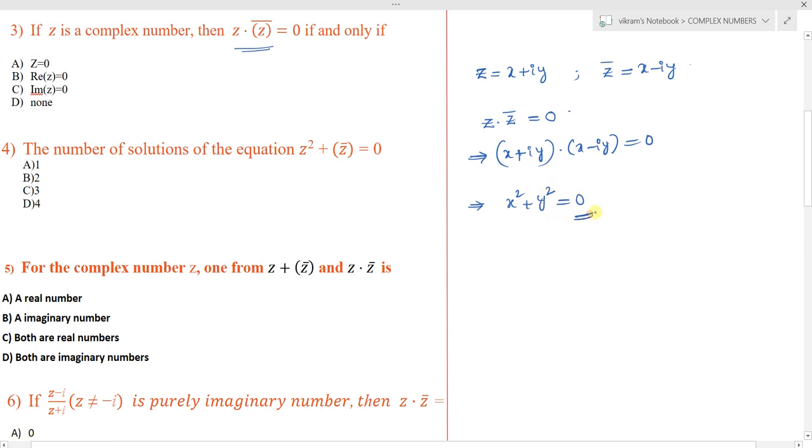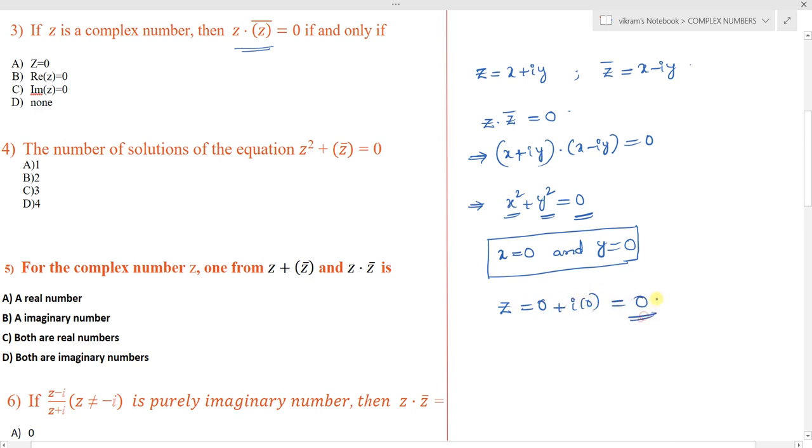When will this happen? The addition of two squares, x square and y square, is 0. The only possible condition is x equals 0 and y equals 0. In this case only we get x square plus y square equals 0. So if x and y are 0, the complex number becomes 0 plus i times 0, which is nothing but 0. The complex number will be 0. So option A is correct.